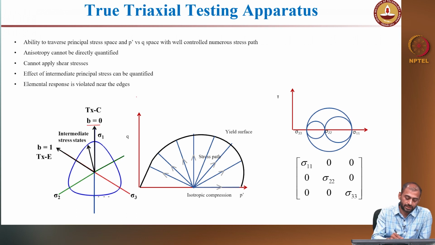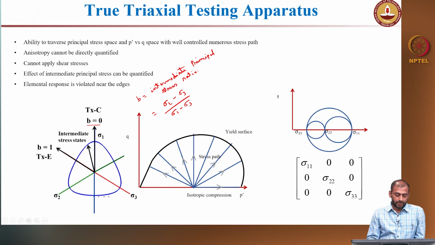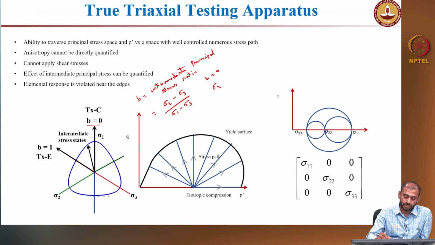What is B? This B is nothing but the intermediate principal stress ratio, right. This is nothing but the ratio of sigma 2 minus sigma 3 by sigma 1 minus sigma 3, right. So B equal to 0 means sigma 2 equal to sigma 3, which is triaxial compression test. B equal to 1 means sigma 1 equal to sigma 2, which is triaxial extension, right.